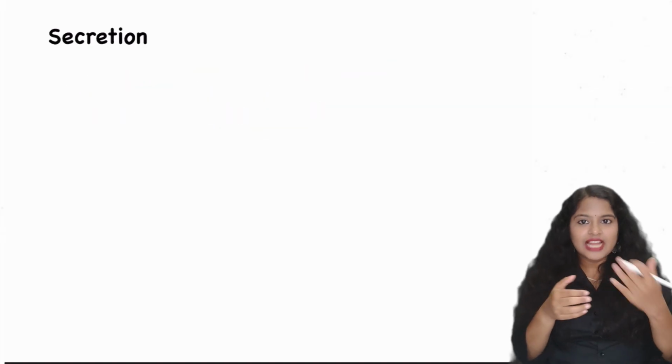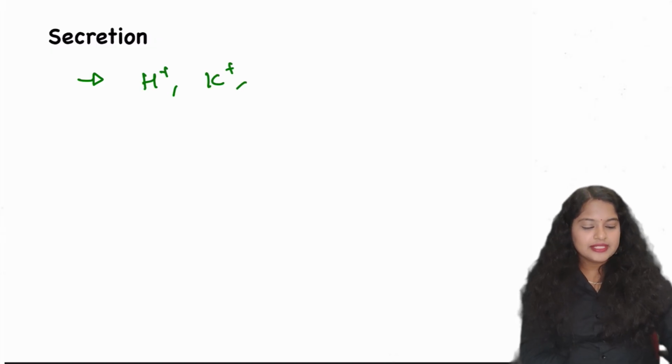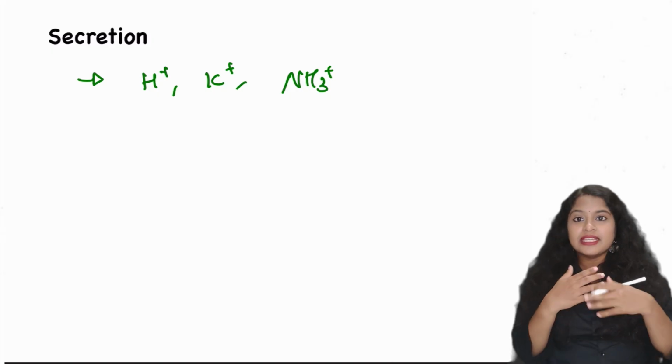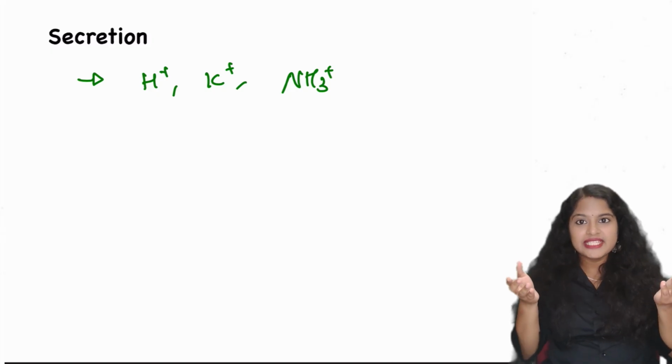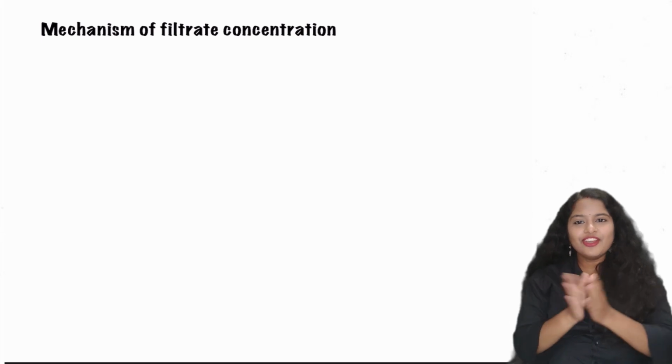So next one is secretion. Secretion is done to maintain the osmotic balance of our body, and what is secreted is H plus, K plus, and ammonia. These substances are secreted into the tubule so that it can maintain the osmolarity or osmotic balance in our body. So next we are going to learn the mechanism of concentration of filtrate.